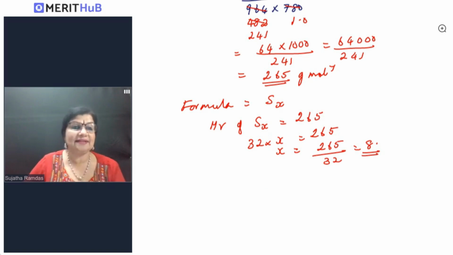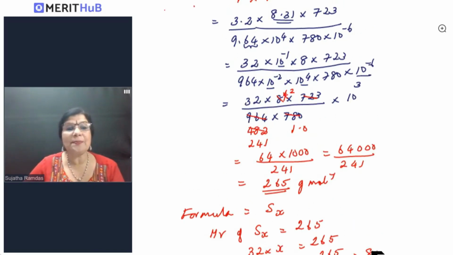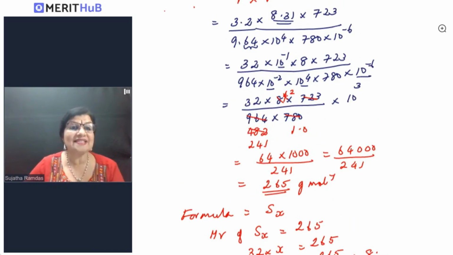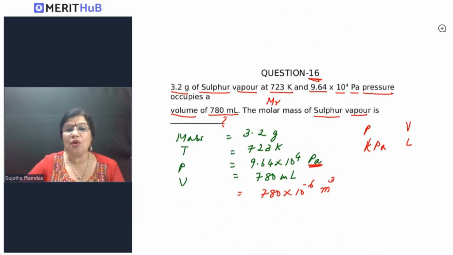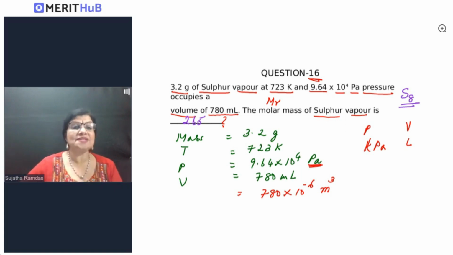Let's leave it as 8, because we have definitely rounded off a few numbers before, so the approximation would be 8. So 8 will be the number of atoms present in that sulfur molecule. So what is the formula? Let's go back to the question. They've asked only for the molar mass. The molar mass happens to be 265 approximately, and the formula is S8. 8 atoms in that molecule of sulfur. So these were 2 concepts chosen from that chapter, which involves many more concepts.